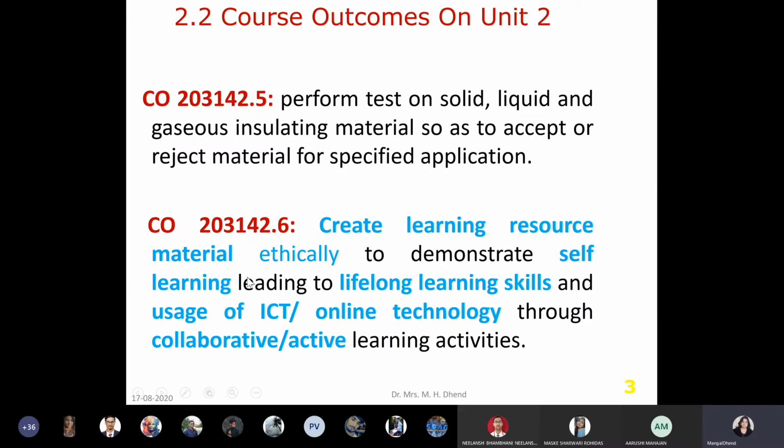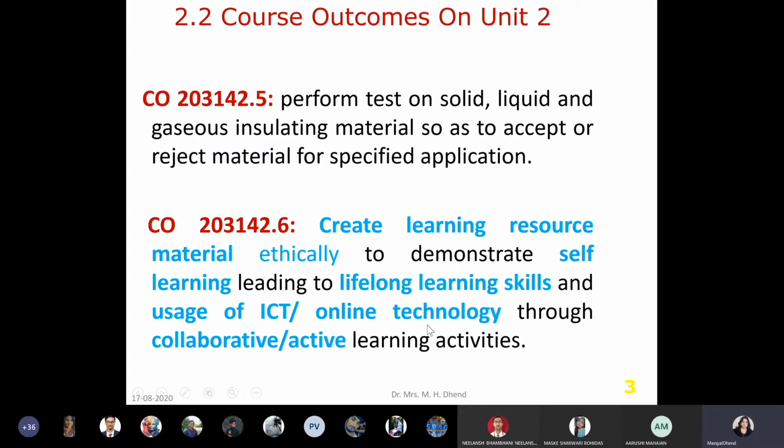Then you will create learning resource materials ethically. Ethically means without copying from other students. Yourself you will do it, honestly you will do it. You will demonstrate your self-learning skills and lifelong learning skills. Already you have done it. But see the usage of ICT and online technology, because I had given you that you can take any unit of your choice, any content of your choice, use an available ICT tool and apply that to any topic. This part, I think I am very satisfied with your activities.